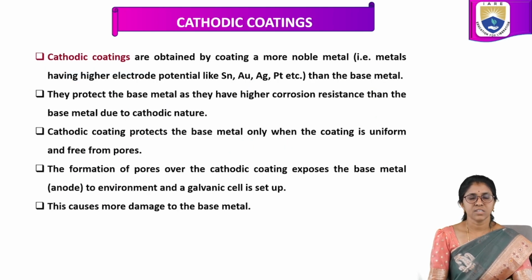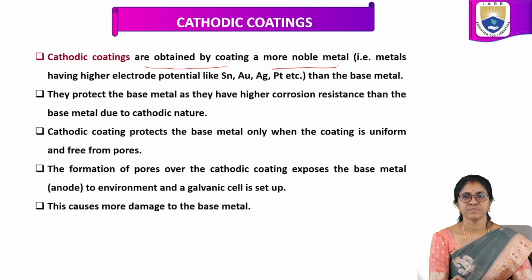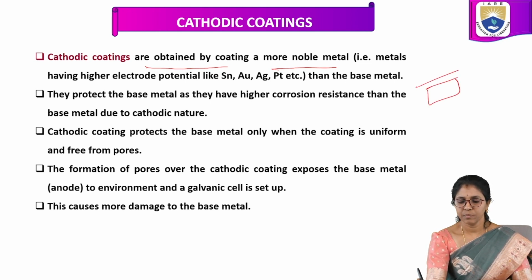The second one is cathodic coating. The cathodic coatings are obtained by coating a more noble metal. So here we have to coat the more noble metal.